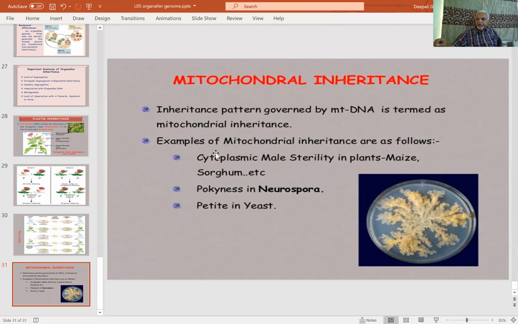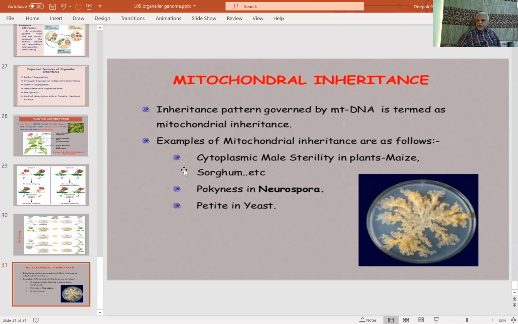Okay, so now all these genes which are responsible for male sterility have been characterized and mapped. The initial studies were done in sorghum and then in Neurospora fungus and yeast. And now we have examples from almost all economically important plants that this phenomenon is coded by the mitochondrial genome.